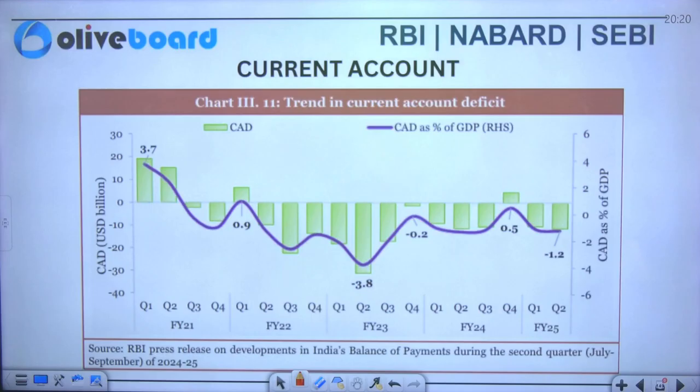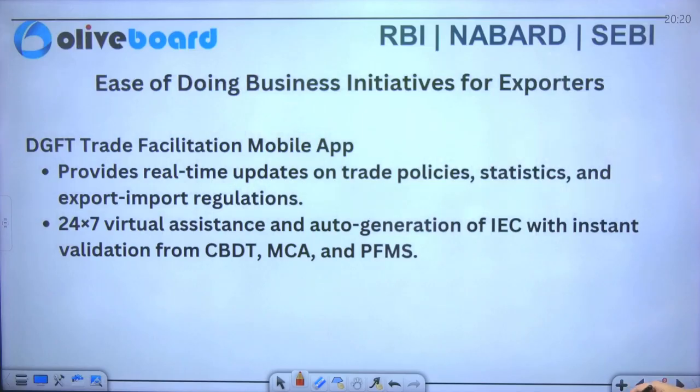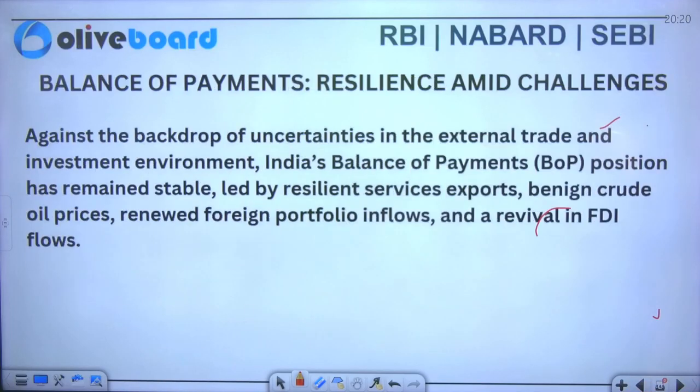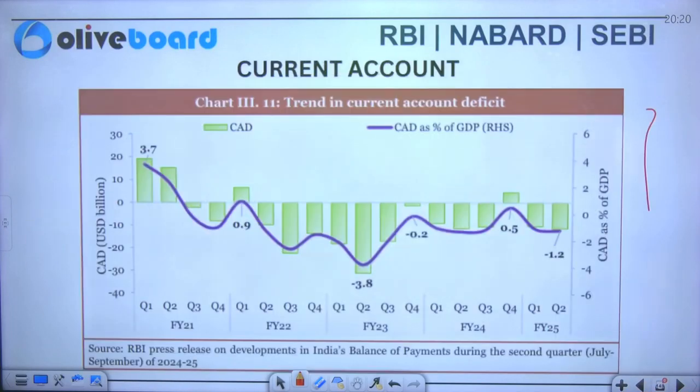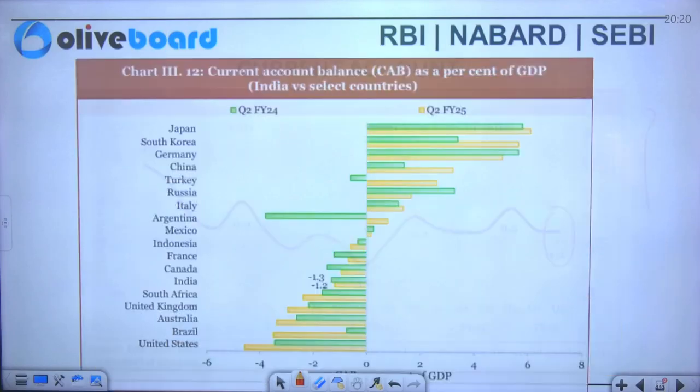Okay. Now you can see the current account. Whatever has been given in the current account, you can see it has been reaching minus 1.2%. That is the case here.